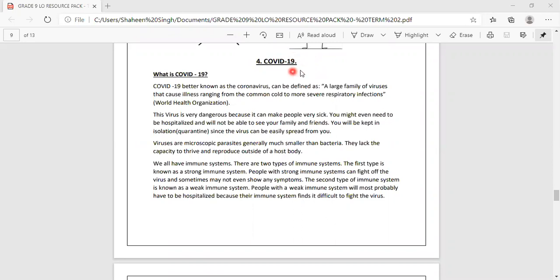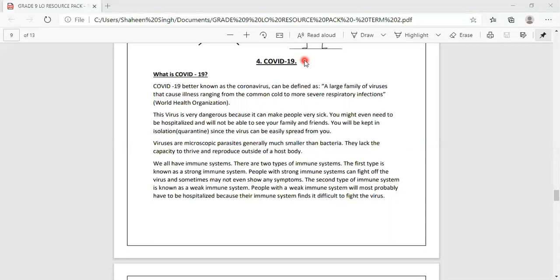For today's lesson, I would like you to turn to page 9 of your resource pack as we focus on our section called COVID-19, the pandemic which we all are currently facing, as well as the rest of the world.